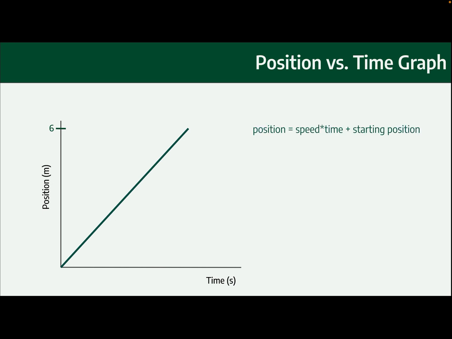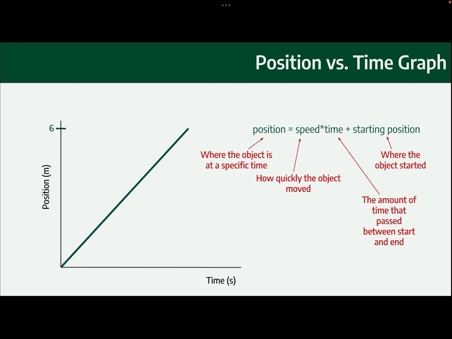And I can bring out the motion equation that we had talked about already. So remember each of these things: my position is where an object is at a specific time within this equation. My speed is how quickly my object moved, which we have another definition for, and we'll put it into play in a second. The time is the amount of time that has passed between start and end, and the starting position is where the object started. All of these are things that we've already defined, but it's important to have some understanding of what they are as we move through.